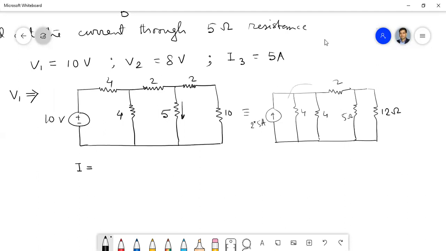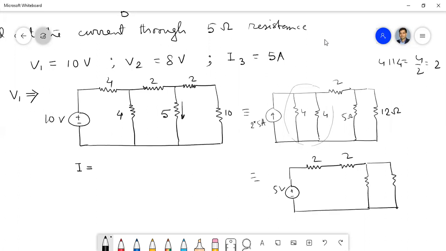Now, when we'll combine these two, what we'll get? The 4 and 4 are in parallel, so 4 by 2, that is 2. So 2 is in parallel with 2.5. So what will be the source transformation again? 2.5 in parallel with 2, so it will be 5 volt in series with 2. And again 2 you have.